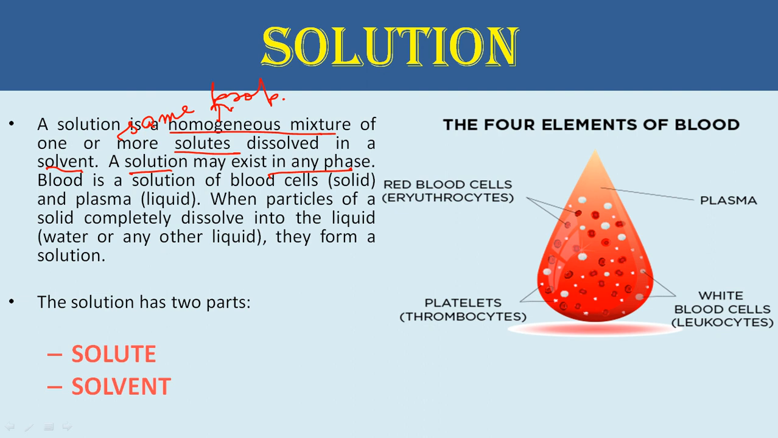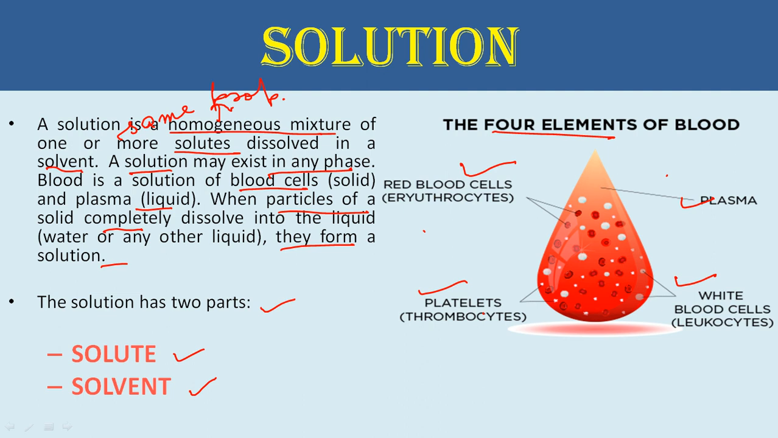Now we know that blood is a solution made up of four elements: RBCs, that is red blood cells, WBCs, white blood cells, platelets and plasma. These three types of cells, RBCs, WBCs and platelets, together form blood cells, that is in the solid form, and plasma in the liquid form. So blood is the solution of blood cells and plasma. When the particles of a solid completely dissolve into liquid, they form solution. Solution has two parts, solute and solvent.